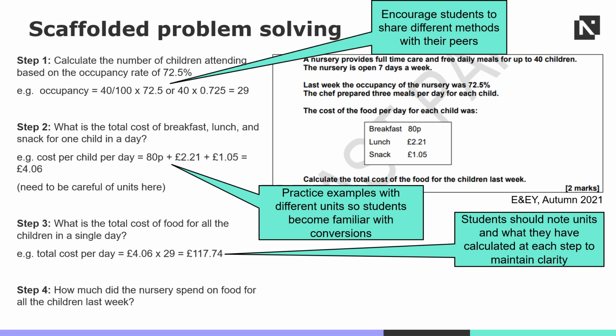They won't remember, what does that mean? Was that a price? Was it a number of people? They're going to get a little bit confused. So this will really help them to just write down at each step what it is they're calculating and make sure they add the units in.